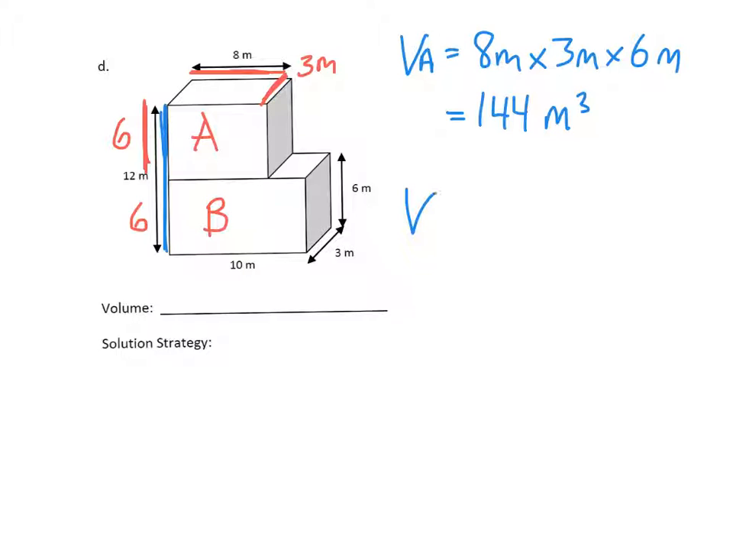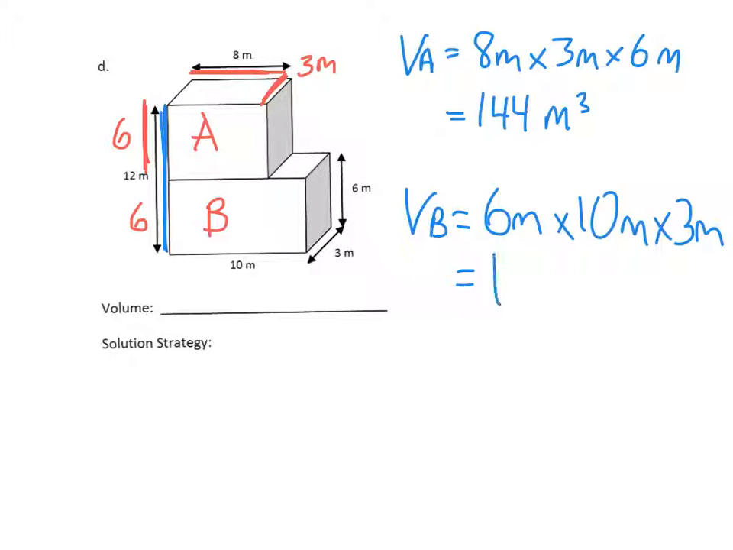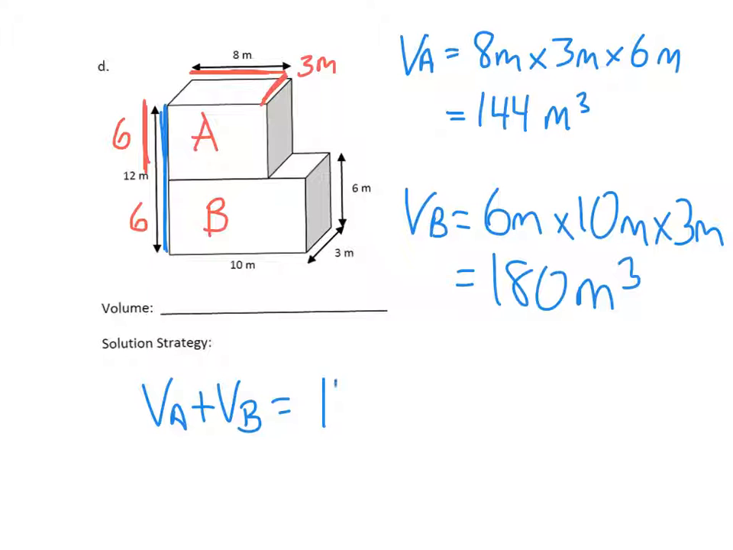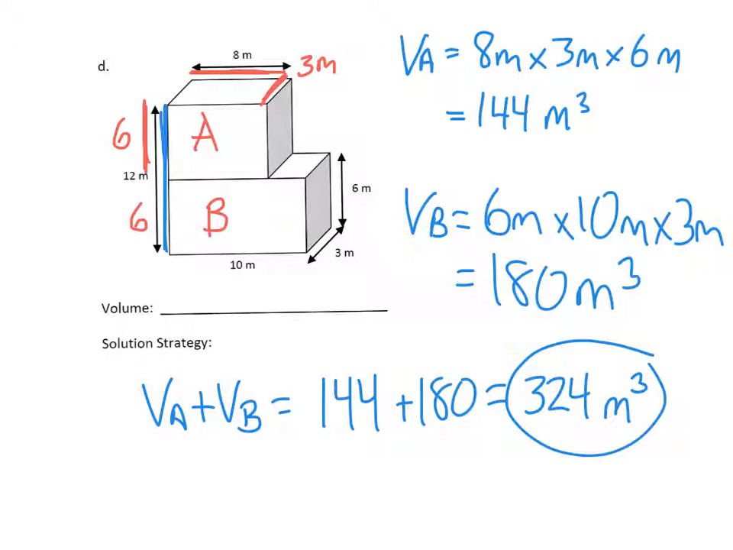The volume of prism B is going to be, in this case, all three dimensions are given already. I have 6 by 10 by 3. 6 meters by 10 meters by 3 meters is 180 meters cubed. And if I add those up, volume A plus volume B is going to give you my answer. 144 plus 180 equals 324 meters cubed.